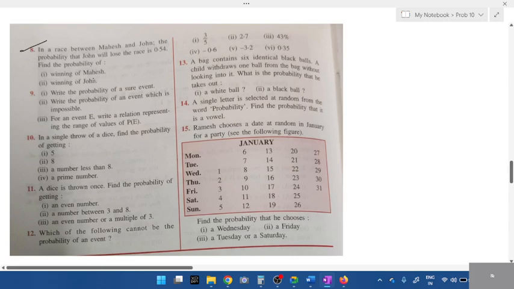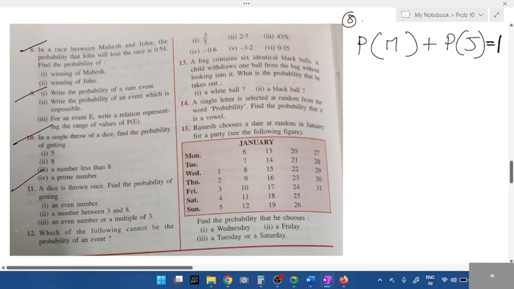Same. Winning of Mahesh and winning of John. Use the same formula. Probability of winning of Mahesh plus, what's the answer, students? P of M into P of J is equal to, respond. Both together should be equal to what? 1. 8, 9, 10. Try 8, 9, 10, 11.